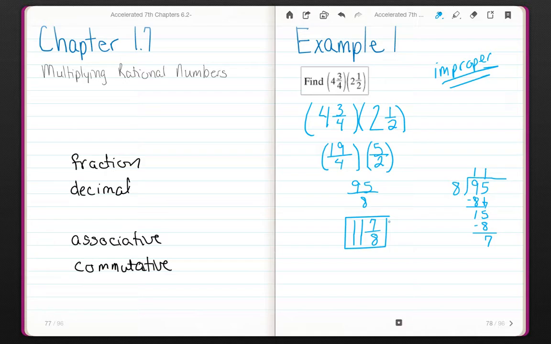So the key is to make sure that you can turn your mixed numbers into improper fractions. Cross cancel if you can, it just makes life a little bit cleaner, and if you can't, you just have to do the multiplication, and don't forget to simplify, always. Okay, that will make me very happy.